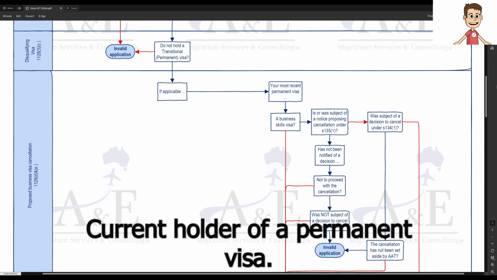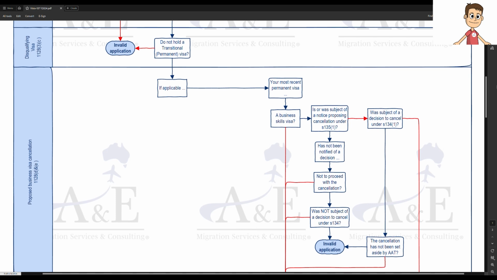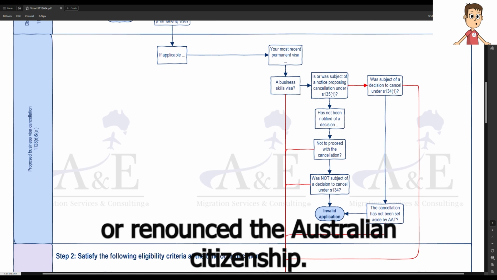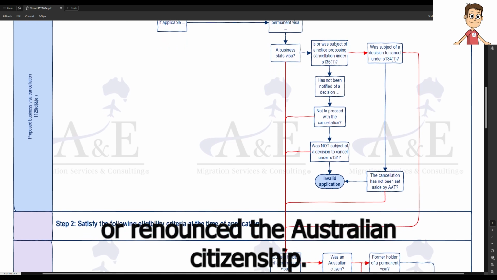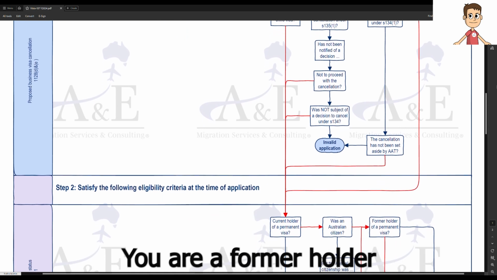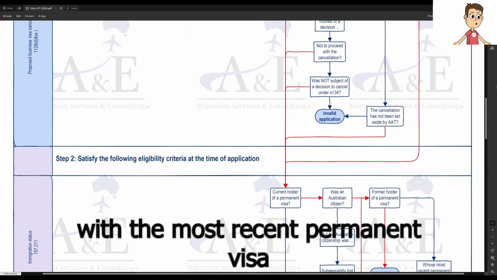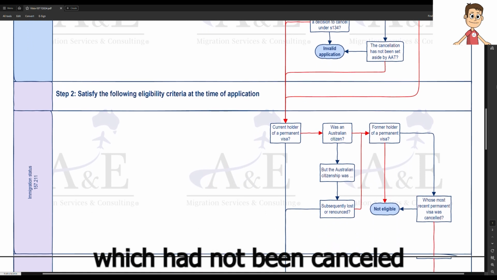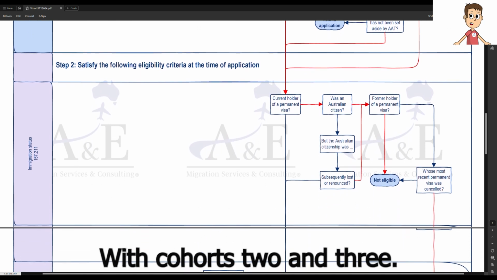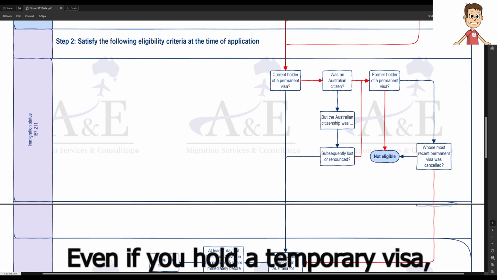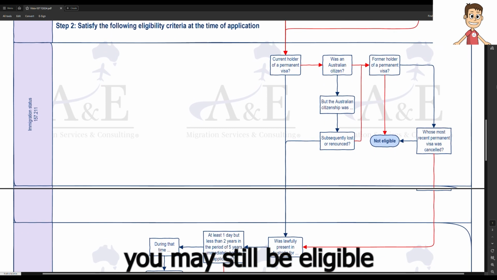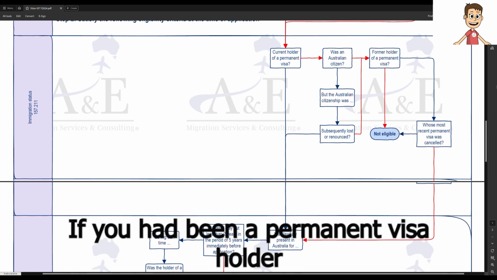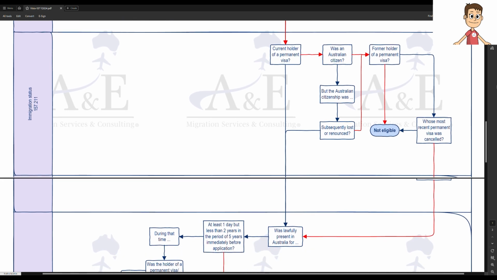A current holder of a permanent visa. You are an Australian citizen who subsequently lost or renounced the Australian citizenship. You are a former holder of a permanent visa with the most recent permanent visa which had not been cancelled. With cohorts 2 and 3, even if you hold a temporary visa, you may still be eligible for a resident return visa if you had been a permanent visa holder or an Australian citizen.